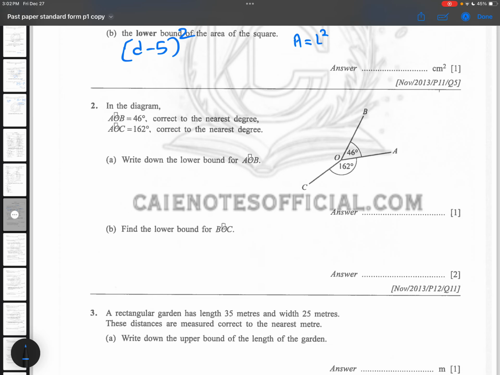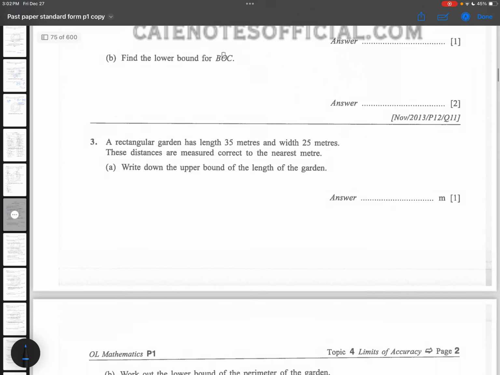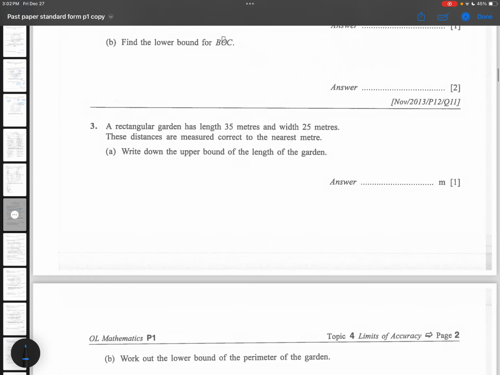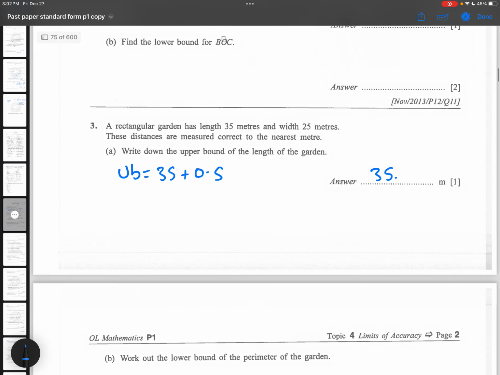to get the upper bound for BOC, what I will do is I will subtract 0.5. No, we were doing question number 3, sorry. We were calculating the upper length of the garden. So the length of the garden is correct to the nearest meter. So the upper bound will be 35 plus 0.5. So this will be equal to 35.5 meters. Okay.